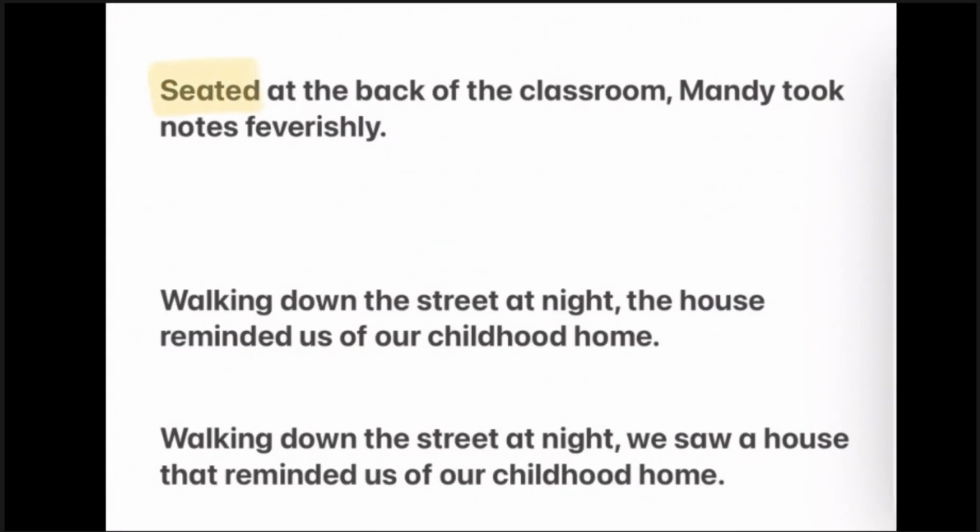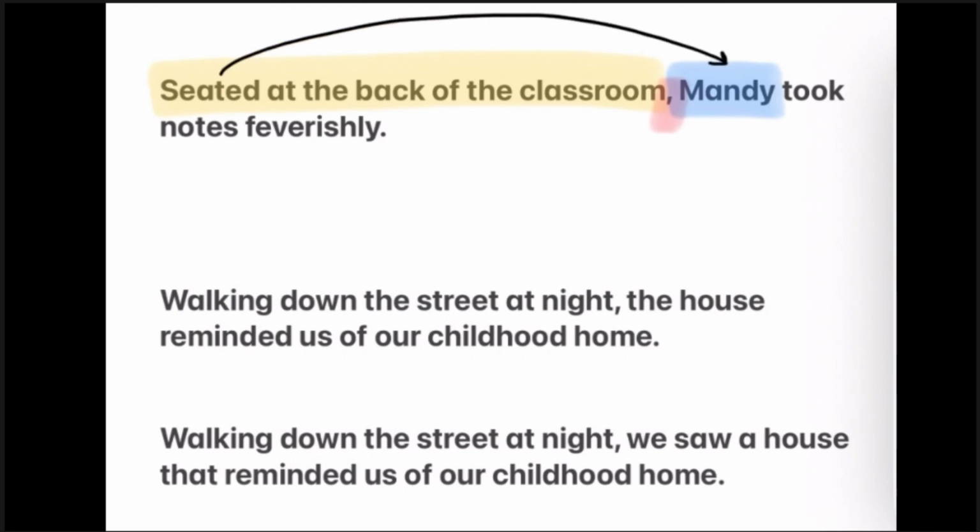So let's get familiarized with these types of examples so that you can recognize them easily. Let's look at a few. In this example, we see seated at the back of the classroom is describing Mandy. It is separated by a comma. So Mandy is the one that's seated at the back of the classroom.